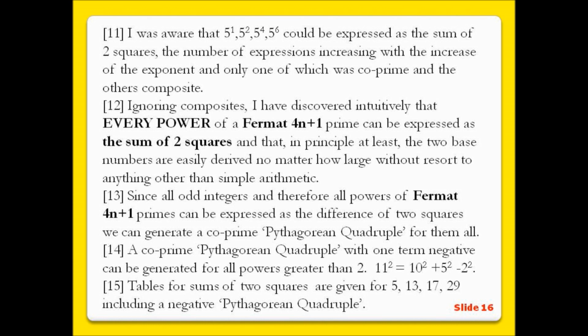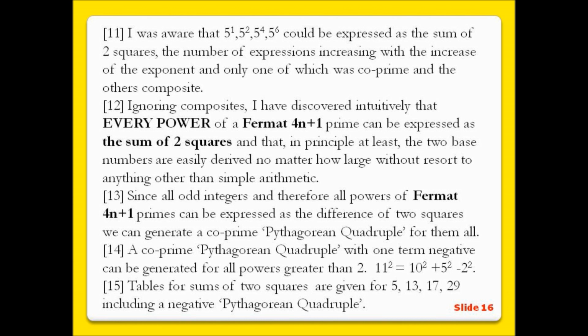I was aware that 5 squared, 5 to the 4th, 5 to the 6th could be expressed as the sum of two squares, the number of expressions increasing with the increase of the exponent, and only one of which was coprime, and the others composite. Ignoring composites, I have discovered intuitively that every power of a Fermat 4n+1 prime can be expressed as the sum of two squares, and that, in principle at least, the two base numbers are easily derived, no matter how large, without resort to anything other than simple arithmetic.